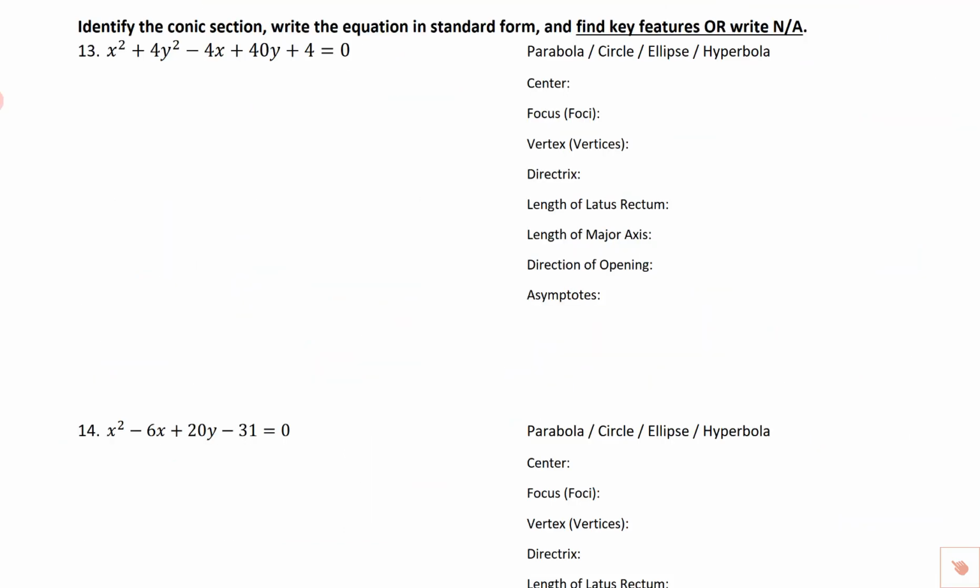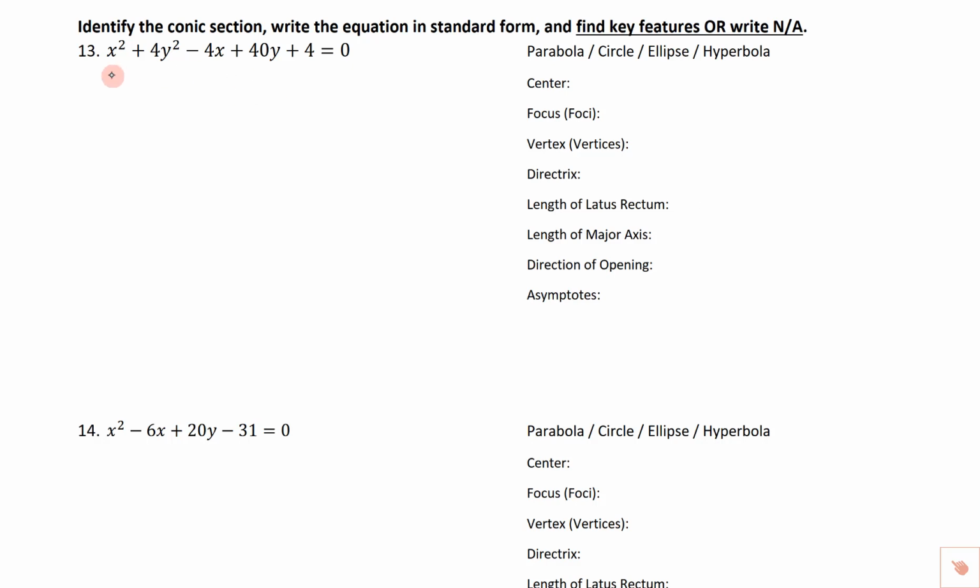Okay, on this page, we've got a tough task. We've got to identify the conic section and write the equation in standard form. Now, we don't have to graph anything, but we do have to find some of the key features on here. And there's no axis on here, so that might be a little bit challenging sometimes. We like the pictures and we like the coordinates and the numbers in order to have this make sense. So let's go ahead and take a look at this.